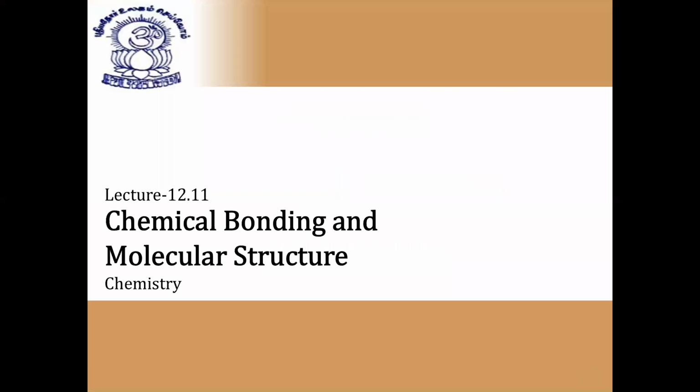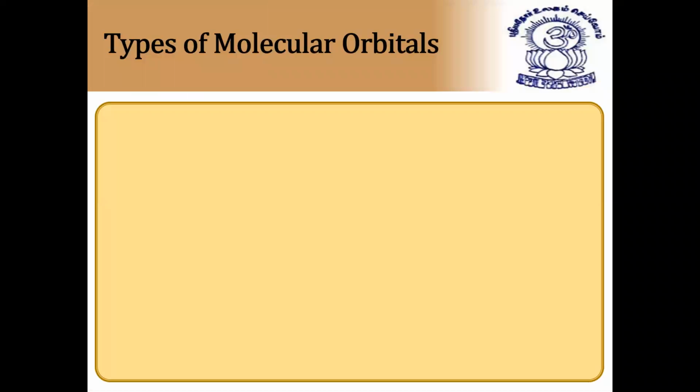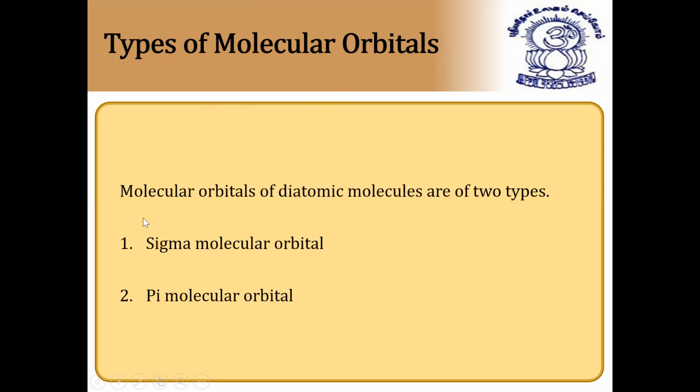So this is lecture number 6, chemical bonding, molecular orbital theory. So types of molecular orbitals. What are the different types of molecular orbitals we have? Molecular orbitals of diatomic molecules are of two types: sigma molecular orbital and pi molecular orbital.